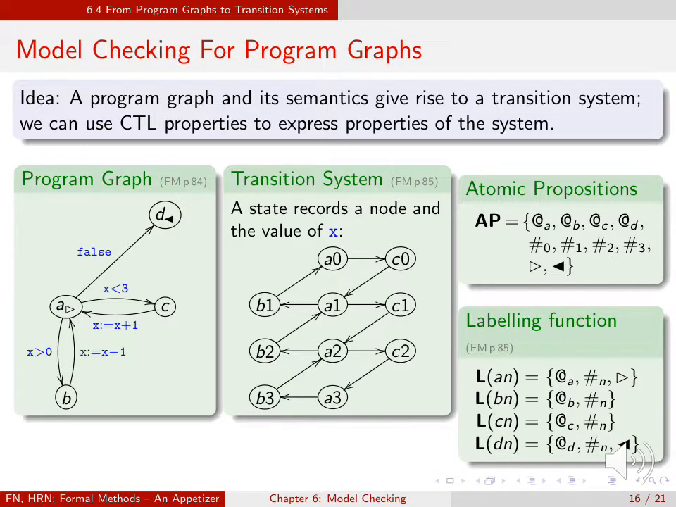We are saying that if we are at A and N, then the labels are we are at A, the value is N, and that's the initial node. And similarly for the other 3 cases.